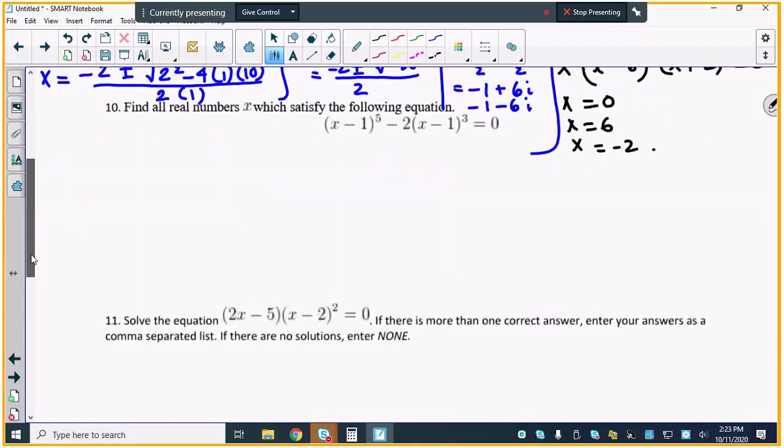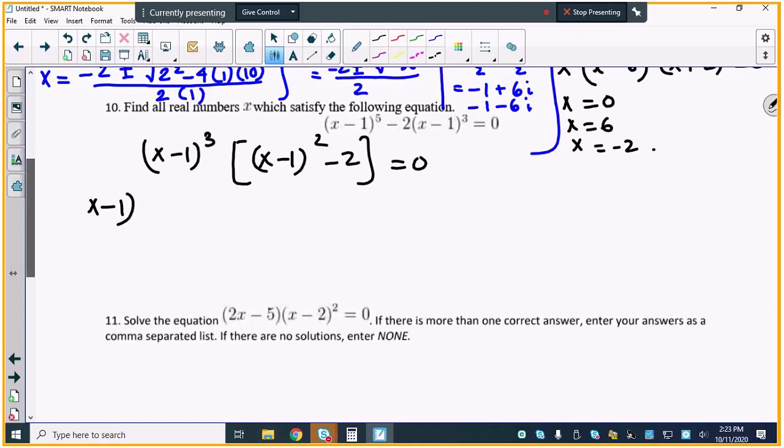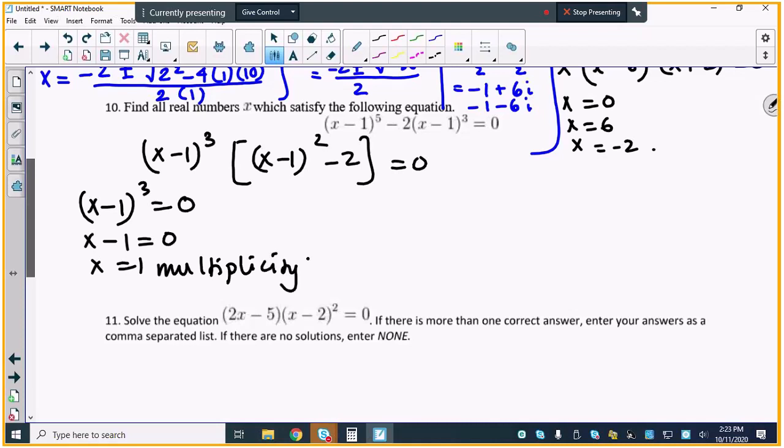Find all real number solutions for the following equation. So it's a fifth degree equation, but if I look carefully, I see that x minus 1 to the power 3 is common in both. So I factor this group out and I get x minus 1 squared minus 2 equal to 0. So either x minus 1 to the power 3 is equal to 0, which means x minus 1 equal to 0, which means x equal to 1, and this is a zero of multiplicity 3.